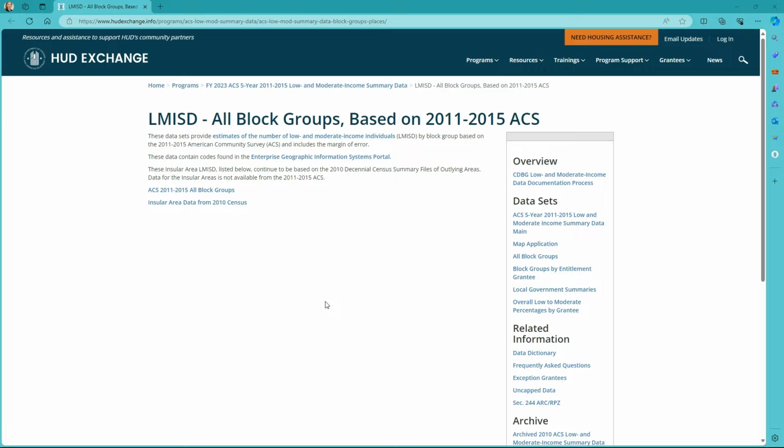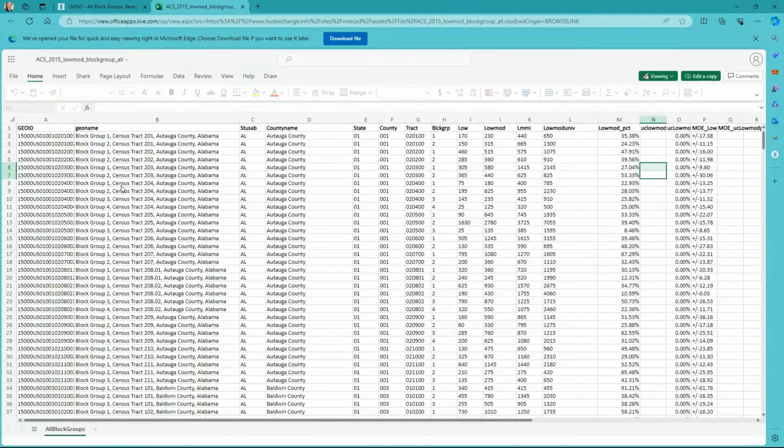You can see that this is the page that has the LMI survey data for all block groups based on the 2011 to 2015 ACS. As of today, this is the dataset that is allowable by HUD. This may change in the future, but if that happens, you can go to this same page to find the active data that is being used. From here, we can do two things. If you already know the block groups that you're referencing, you're already aware of the block groups that are being served by your project, you can click here on ACS 2011 to 2015 All Block Groups.